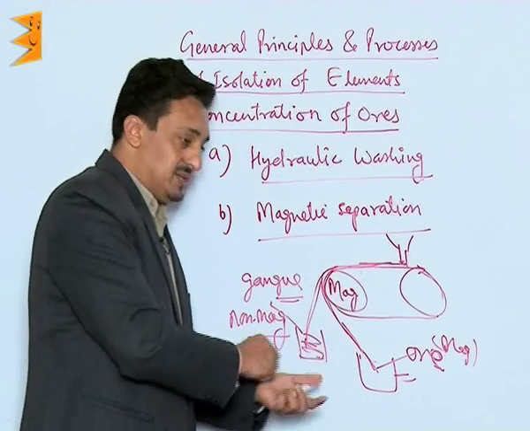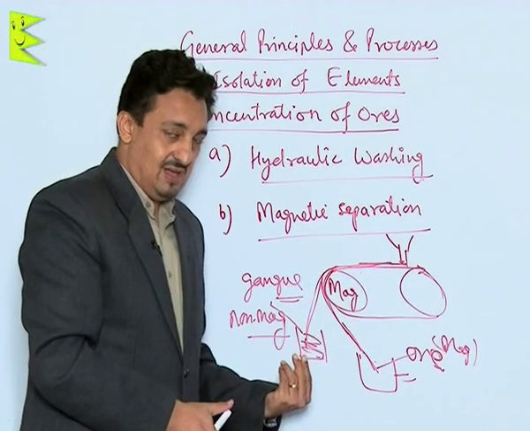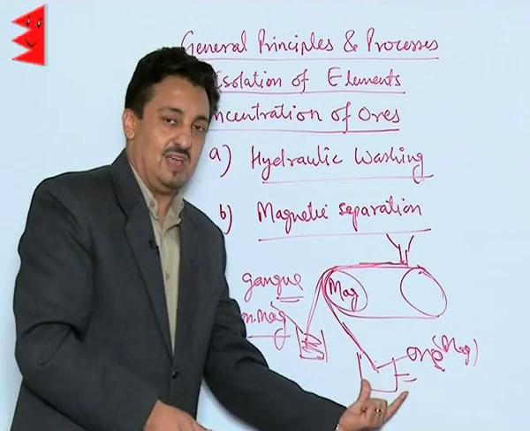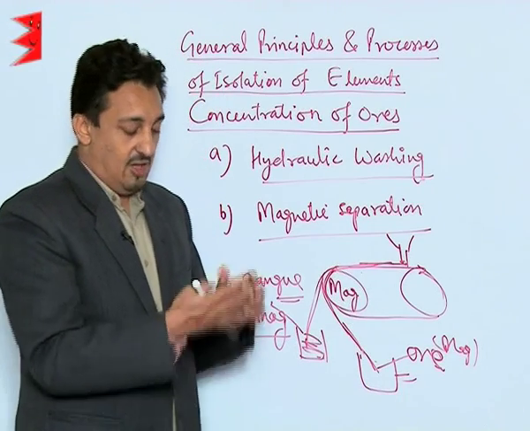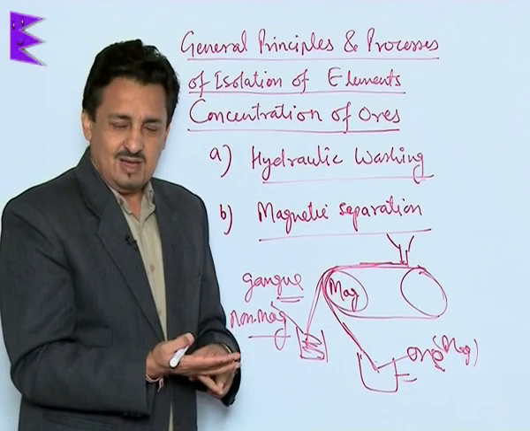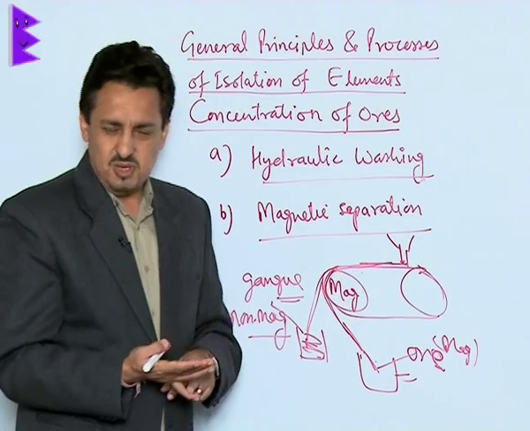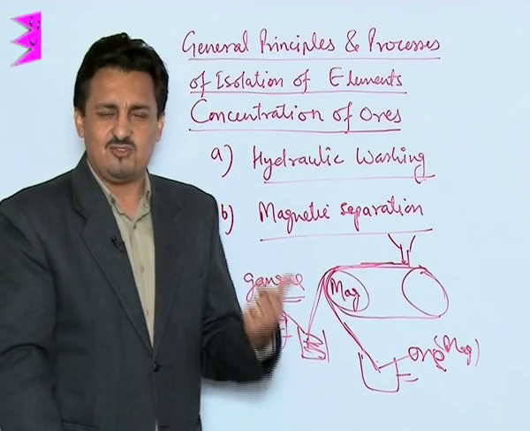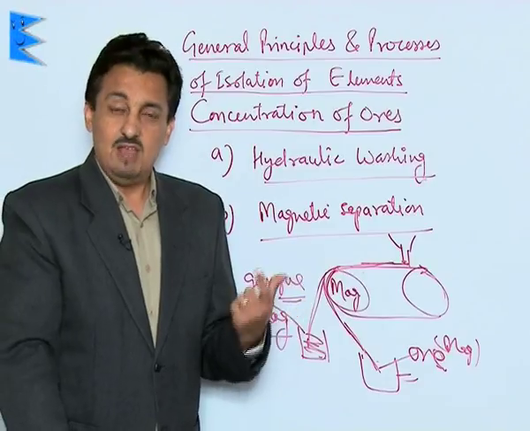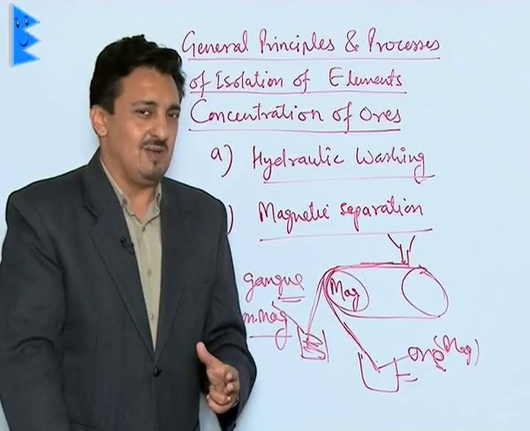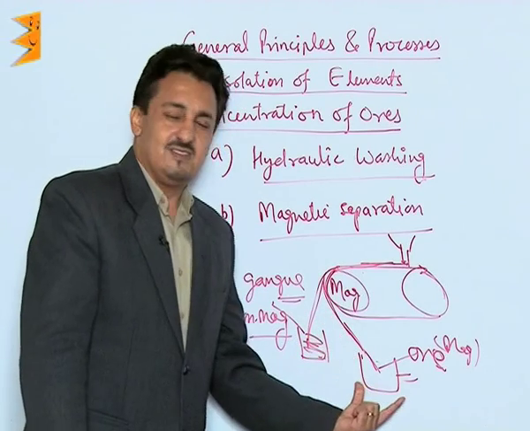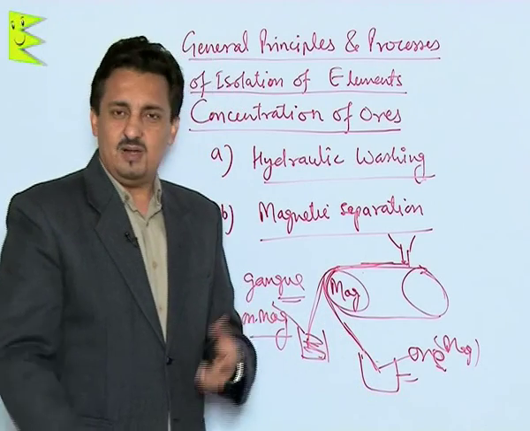It can be the reverse. If the gangue particles are magnetically active and the ore is non-magnetic, then the ore gets collected here and the gangue particles on this side. All iron ores are magnetically active, so they are separated by this process. The same process is done for cassiterite, the tin oxide ore, in which the gangue particles are magnetically active and the ore is non-magnetic. So here we get the ore, and in this case we get the gangue particles.